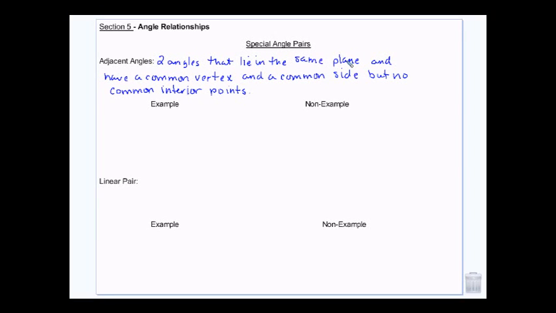Adjacent angles. They are two angles that lie in the same plane. They have a common vertex and a common side, but no common interior points.